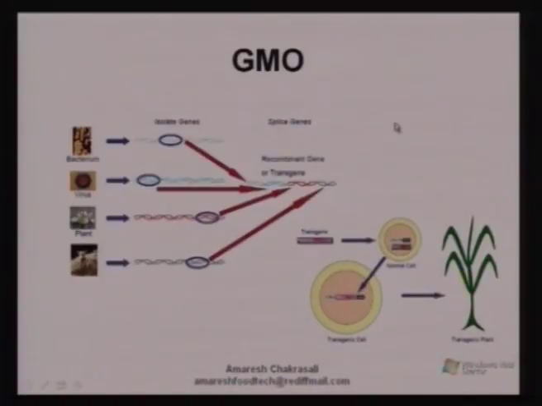Now why has GMO gained so much importance? We have discussed the benefits. It will give us disease resistant or chemical resistant, high yielding and nutritionally valuable products. But why are they being discouraged? Why are people not really in favor of GMO? I'll brief you about that.